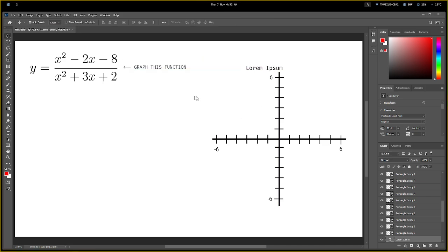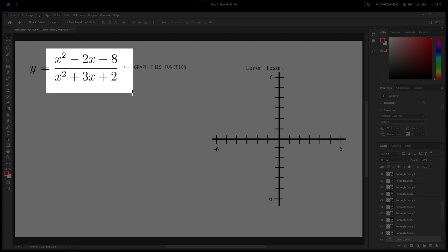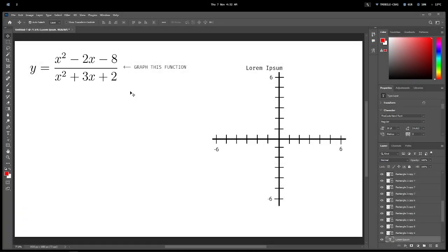So we are graphing a function. This function in specific is x squared minus 2x minus 8 over x squared plus 3x plus 2. The first thing we do is factor the function. So the top becomes x minus 4 times x minus 2 over x, actually no, I lied, x plus 2. And the bottom becomes x plus 1 times x plus 2.